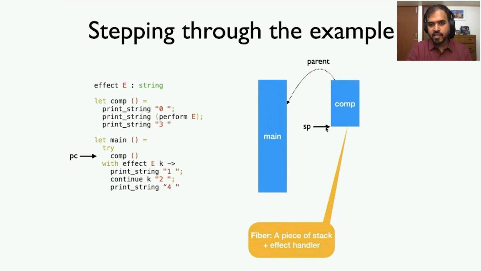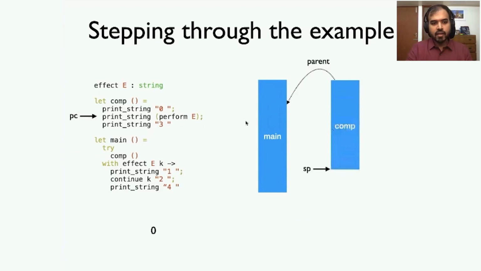Now the program is actually executing here. The stack pointer is in this comp. If you take a step, we print 0. That is the first thing in comp, and we are just about to perform E. So what happens when you perform E? We suspend the current computation and we transfer control to the matching handler. What happens here is we first create the reified continuation.